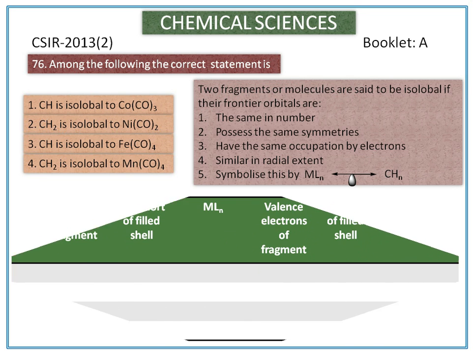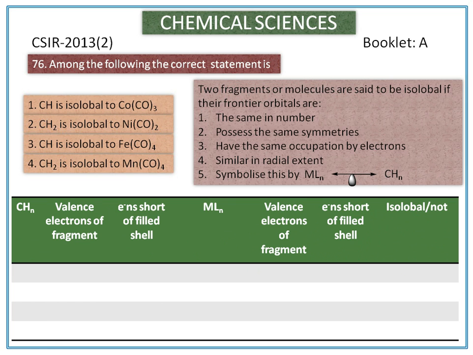Actually, isolobality can be determined in a crude way, that is by the number of valence electrons of the fragment and the electrons short of filled shells for CHn and MLn. First, we calculate the number of valence electrons of the fragments for CH and tricarbonyl cobalt. Here cobalt is in the d7 configuration.